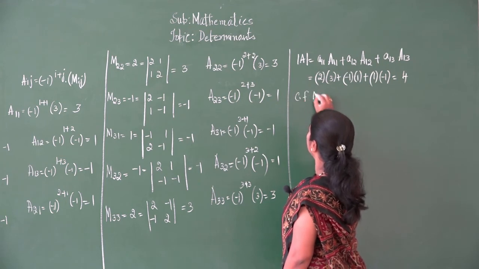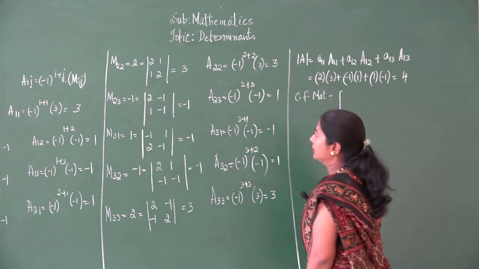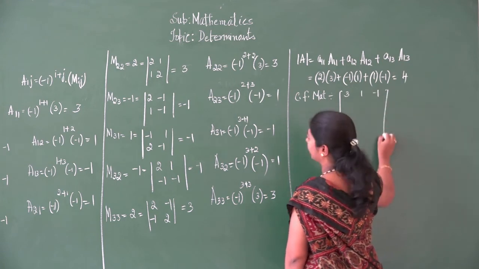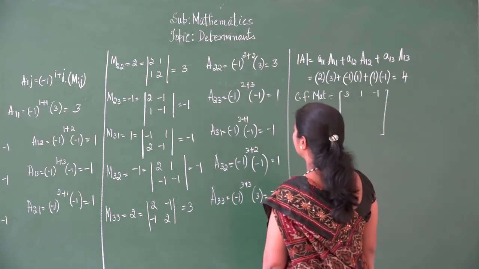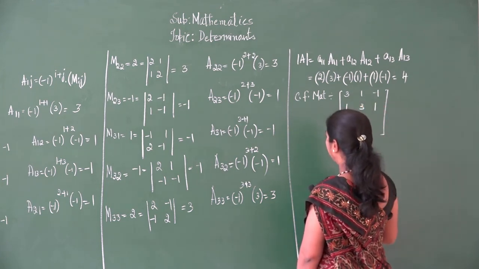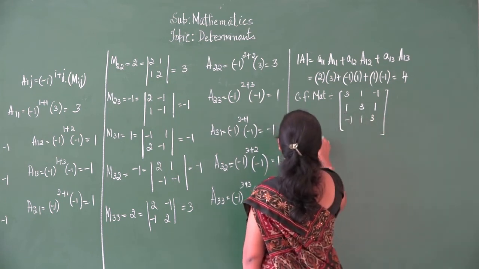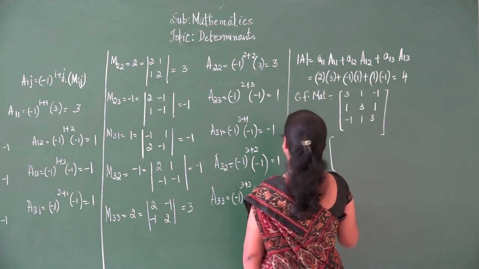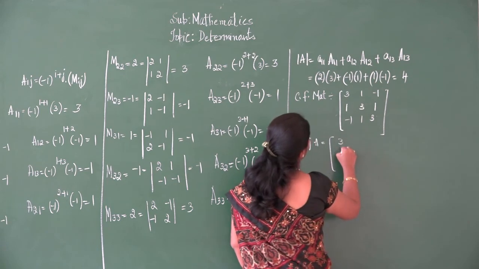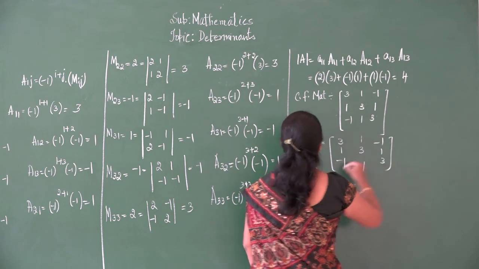Cofactor matrix. What is the cofactor matrix? 3, 1, minus 1, 1, 3, 1, minus 1, 1 and 3. This is the cofactor matrix. How do you find the adjoint matrix? That is nothing but the transpose of the cofactor matrix of A. Adjoint A is 3, 1, minus 1, 1, 3, 1, minus 1, 1 and 3.